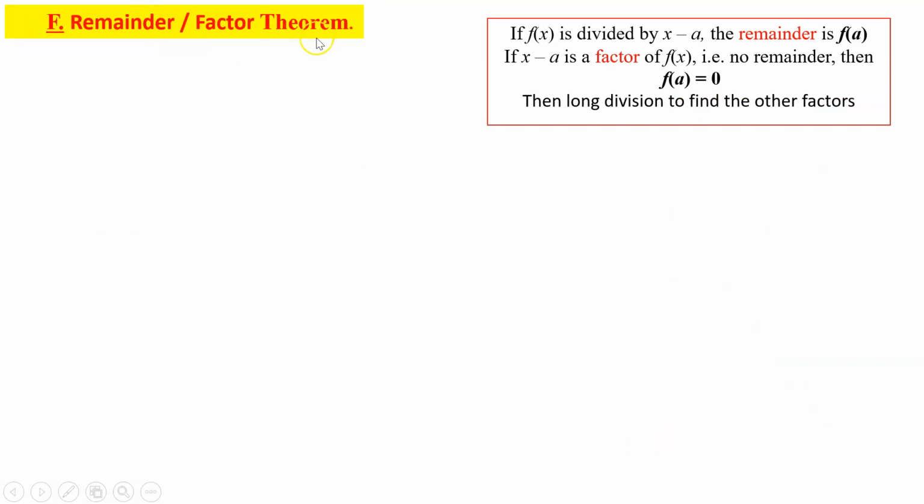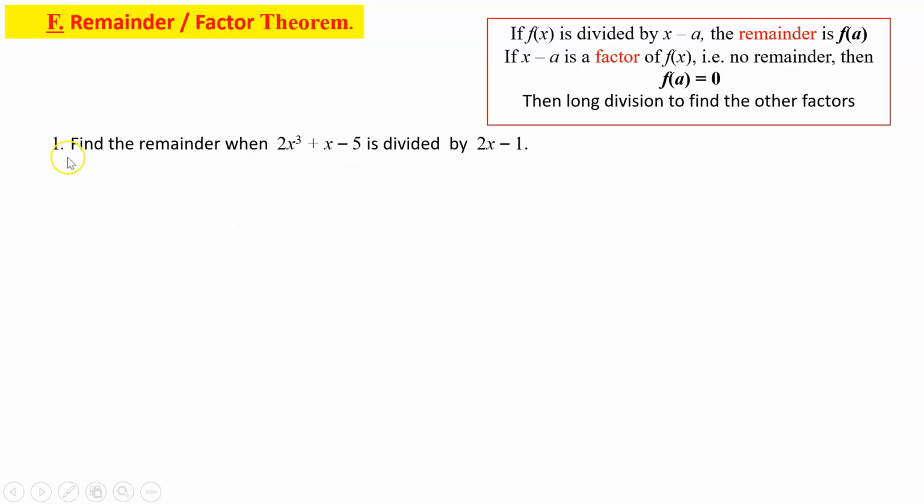The remainder theorem, or factor theorem, this is a new topic as well. The situation is, if f of x is divided by the term x minus a, the remainder is f of a. And if x minus a is a factor, there is no remainder when it's divided, then f of a is equal to 0. Then either do long division to find the other factors or manipulate the terms to get the other factors.